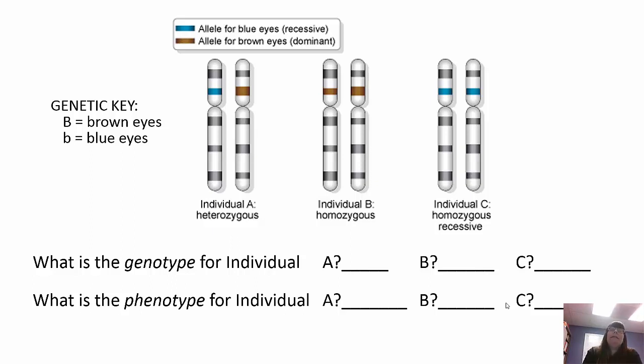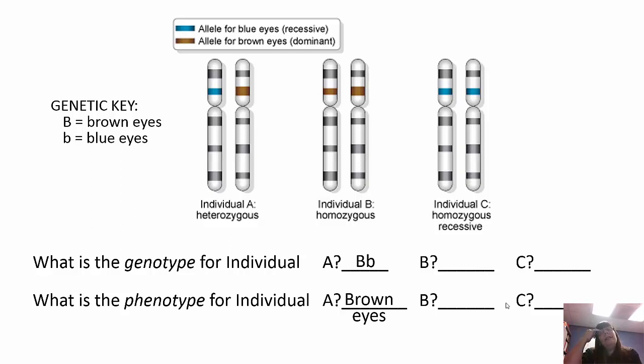So, looking at these alleles, the blue eyes is recessive, and that's blue. Brown eyes is dominant, and that line is brown. So, individual A, what is the genotype? So, if you look at it, look at your key. Uppercase B is brown, lowercase b is blue. So that individual is going to be big B, little b. What is the phenotype for that individual? Brown is dominant, so it's going to be brown.